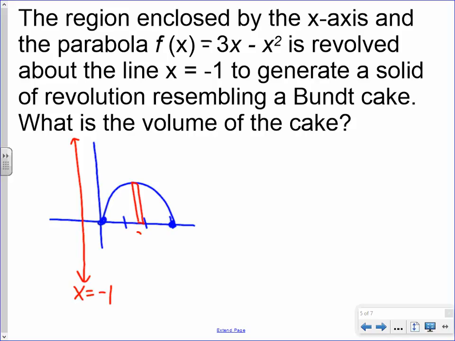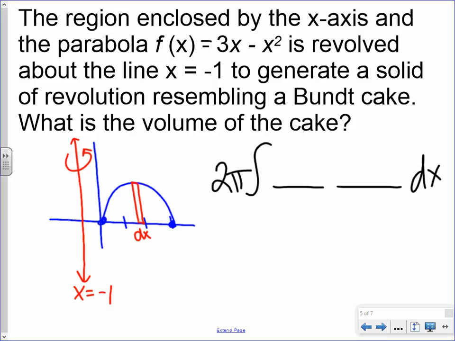So we're going to use some shells, which means we're going to have a rectangle parallel to the axis of rotation. Rotating around an axis, okay, so we have shells. 2 pi radius times height times thickness. Aaron, what are our limits of integration? 0 to 3.